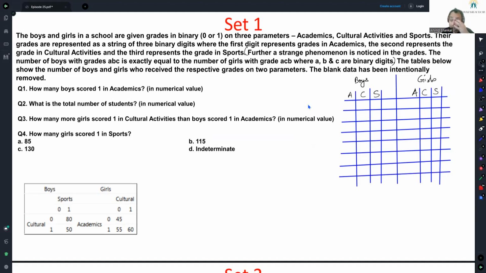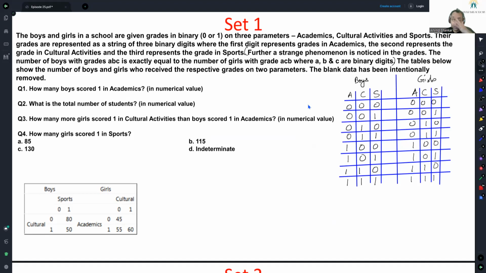So all the ratings that potentially boys can get are going to be 000, 001, 010, 011, 100, 101, 110, and 111. These are the same ratings that are going to be present for females as well: 000, 001, 010, 011, 100, 101, 110, and 111.